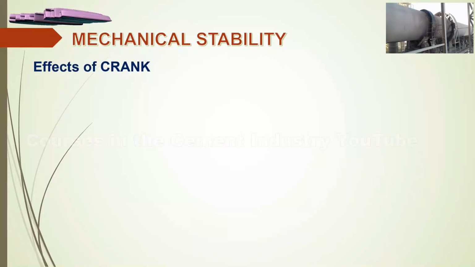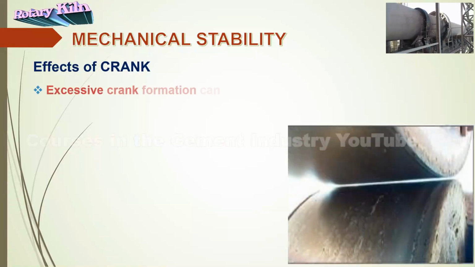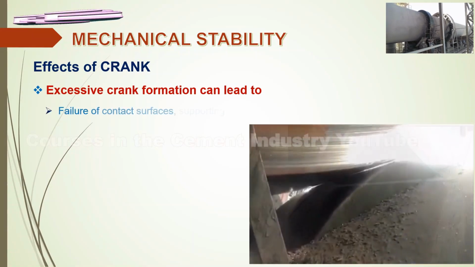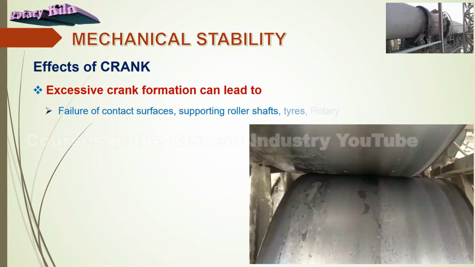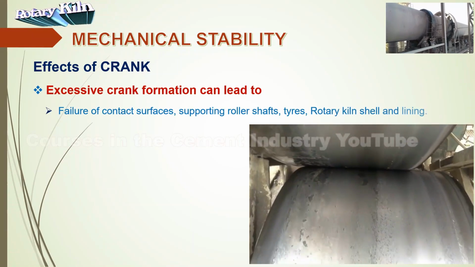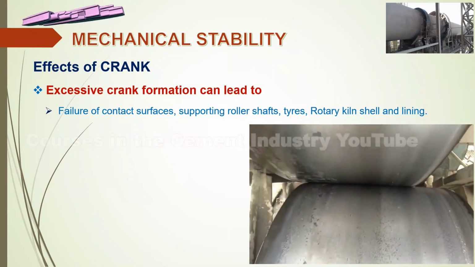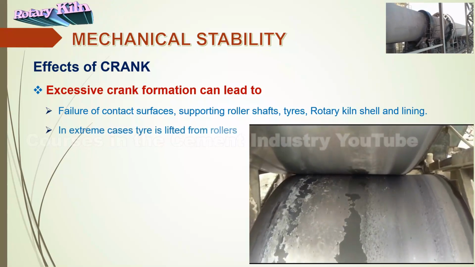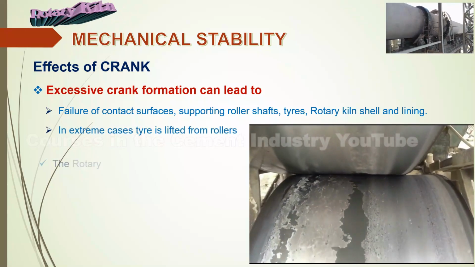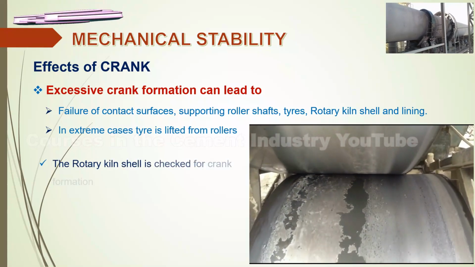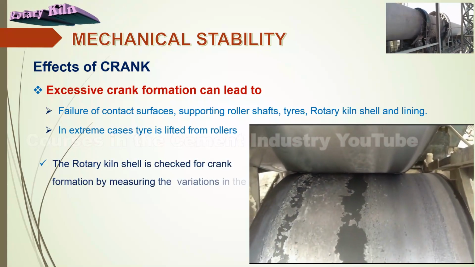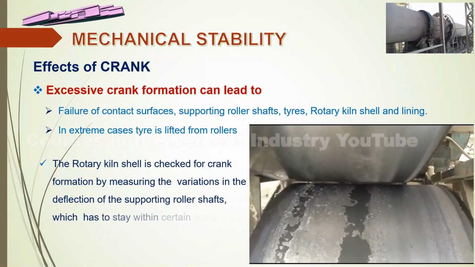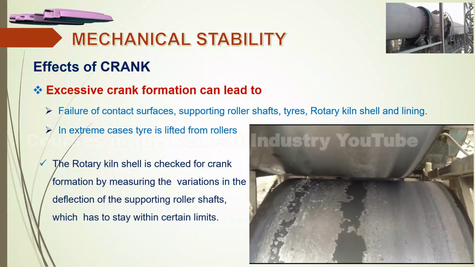Effects of crank. Excessive crank formation can lead to 1. Failure of contact surfaces, supporting roller shafts, tires, rotary kiln shell and lining. 2. In extreme cases the tire is lifted from the rollers. The rotary kiln shell is checked for crank formation by measuring the variations in the deflection of the supporting roller shafts, which has to stay within certain limits. See this video.